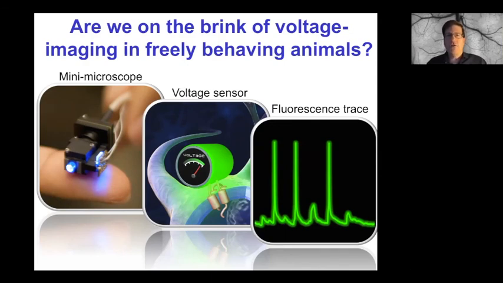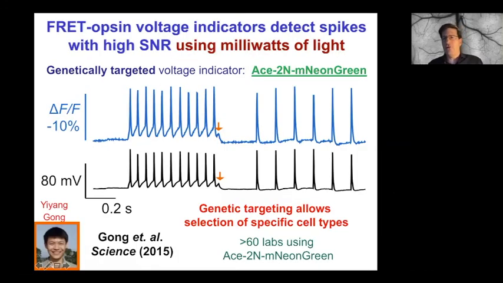But we and others in the field have been trying to develop optical sensors of the neuron's transmembrane voltage with a direct readout. So I'm not going to go into all the details of this, but this is an example of such an optical voltage indicator. This one was spearheaded by Yihang Gong when he was in the lab. He's now at Duke. And you can see a cell that is simultaneously tracked with an electrode. The electrical trace is shown here in black, and an optical trace from one of these voltage indicators is shown here in blue. And you can see the two are in close correspondence.